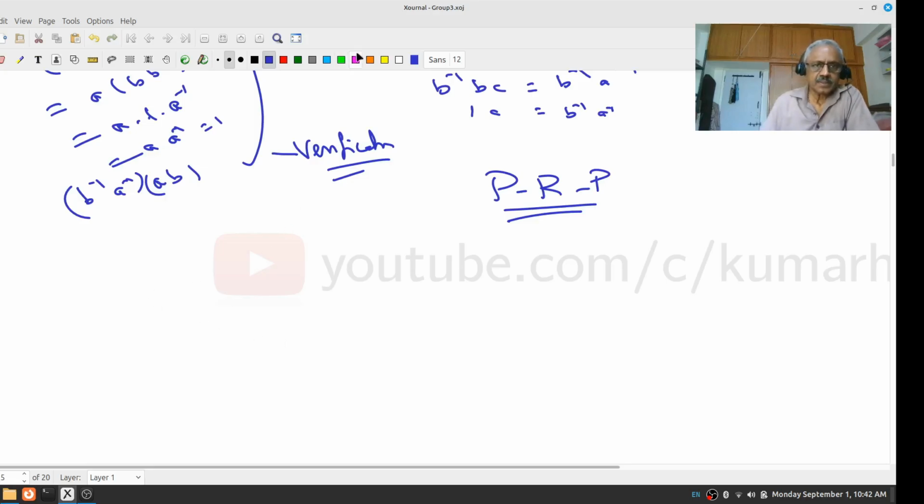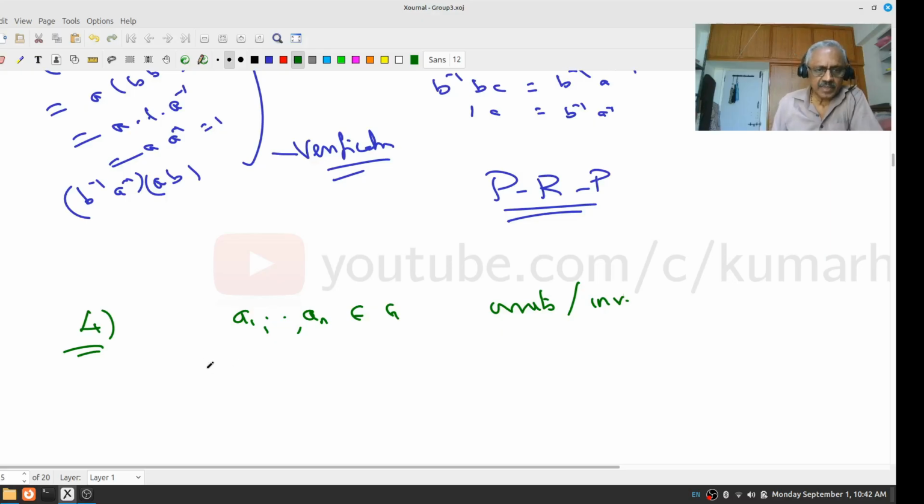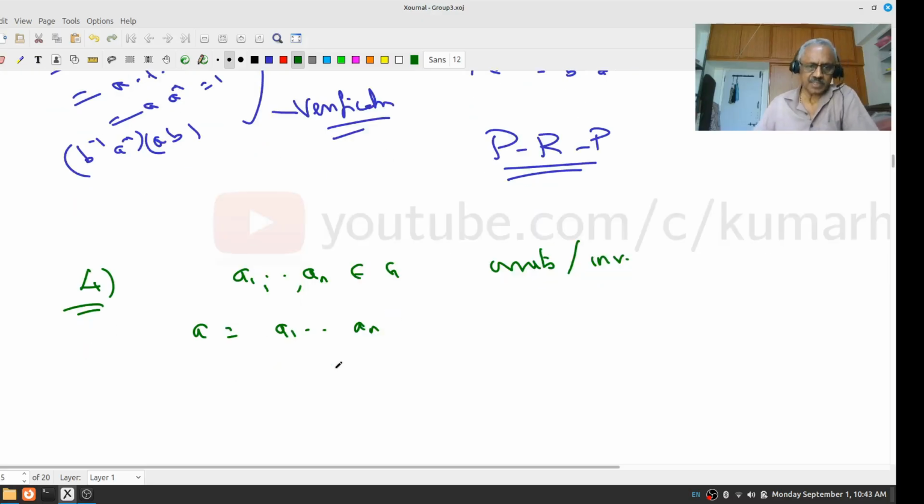Okay. Then the fourth one is, by induction, I can do that. Suppose A1, A2, up to An in G are all units. They are all units, meaning they are invertible. Then let me look at A equal to A1, A2, the product of all these elements. Then I want to say A is invertible. A is a unit. And what is A inverse? That is the question.